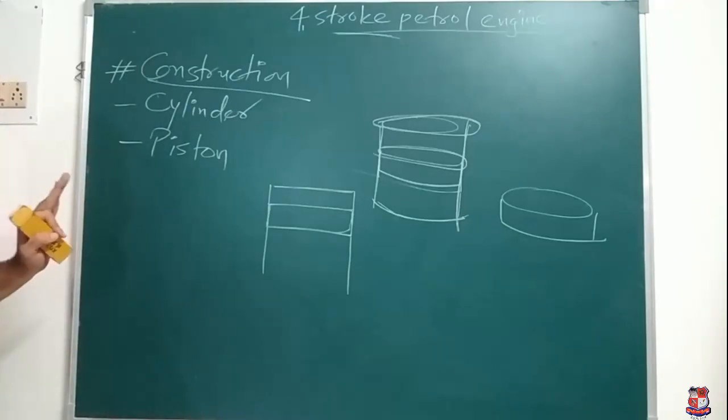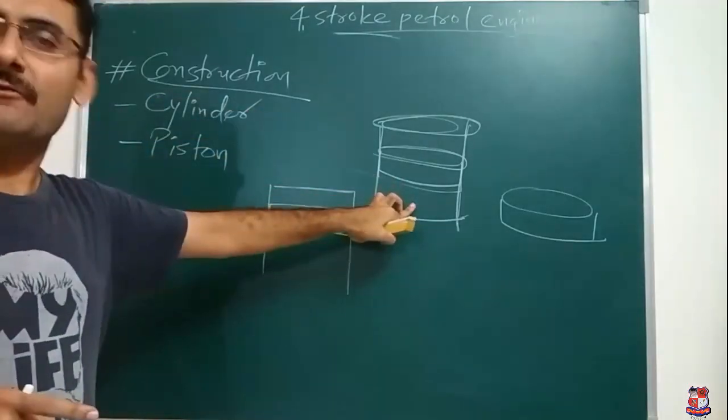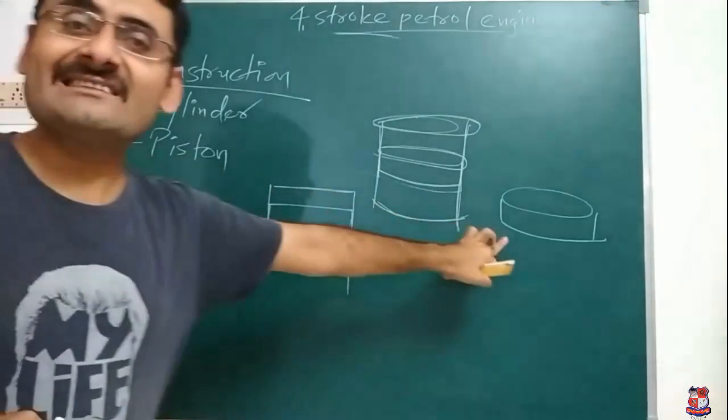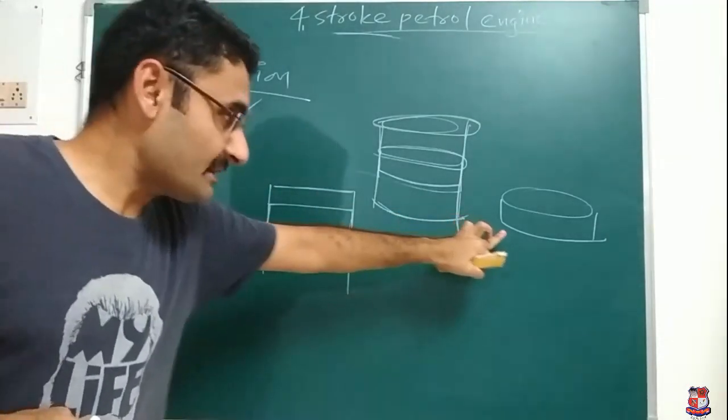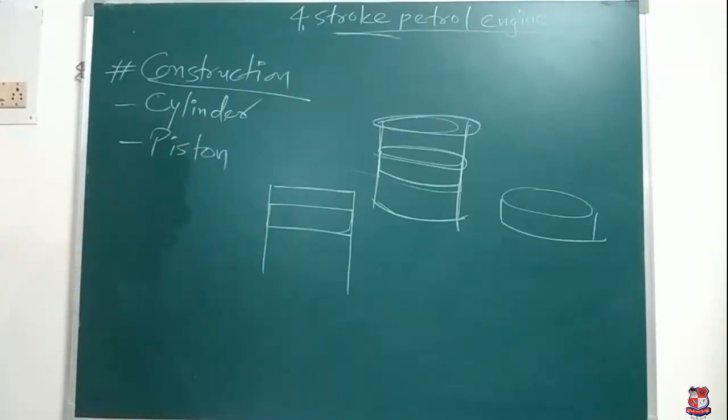In construction, first part is what? It consists of one cylinder. Cylinder is in the form of a hollow shaft. After that, it has one piston. Piston means what? It is a solid circular disc. Now that piston is inserted inside of the cylinder. So this type of figure we can draw.